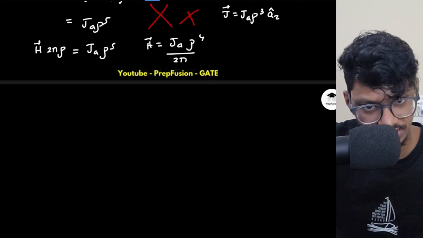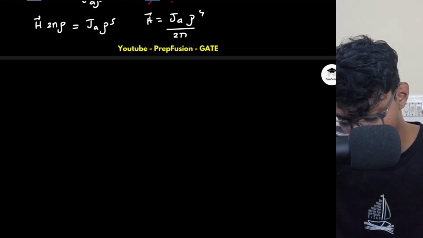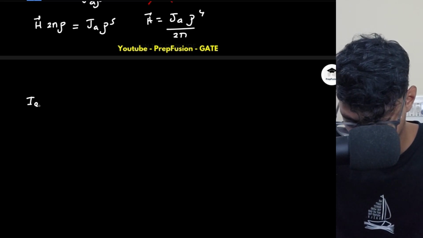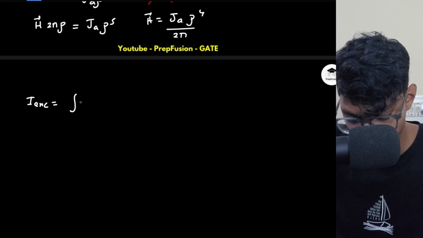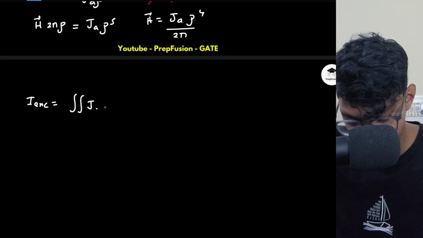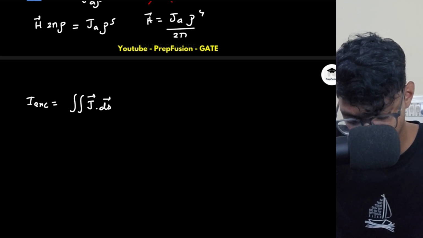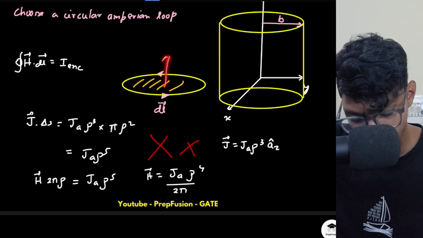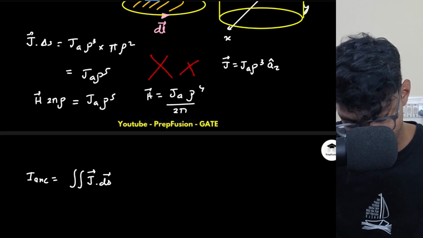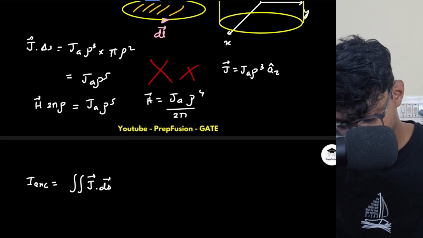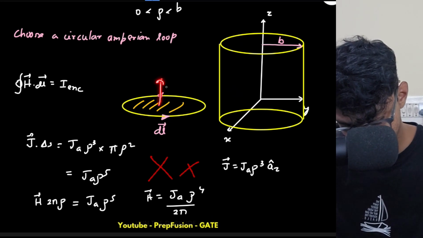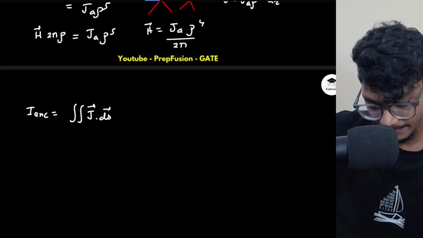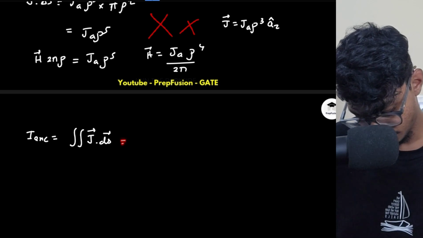So what is the correct method to find out the total I enclosed? Total I enclosed will simply be equal to the integration of J dot ds. This is the correct thing, okay. And what will be the surface vector? ds will be in the positive az cap direction.